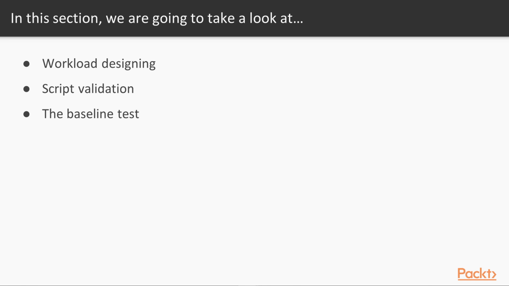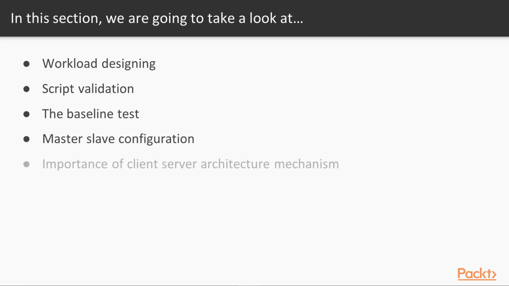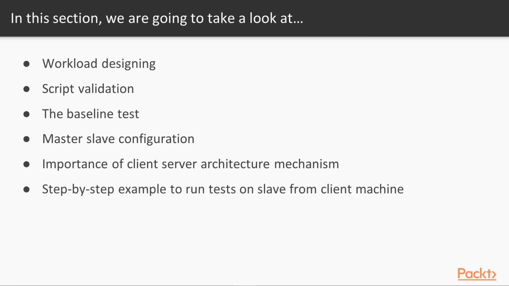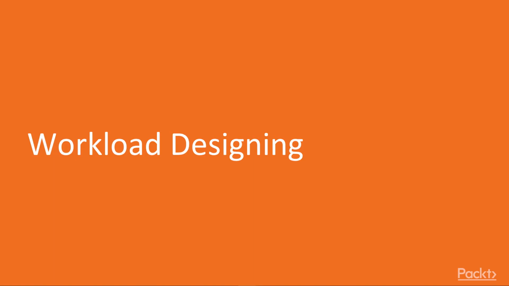After that, we will learn about distributing the load across different machines, such as using the master and slave configuration, its architecture, and then setting up the environment, test, and adding the properties so that we can execute our test on different client machines. And we will also see an example of it. So let's begin with the very first video of this section, workload designing.